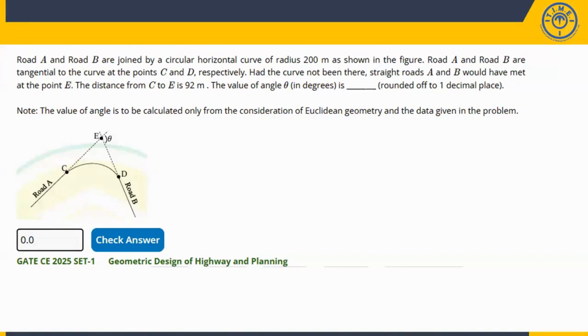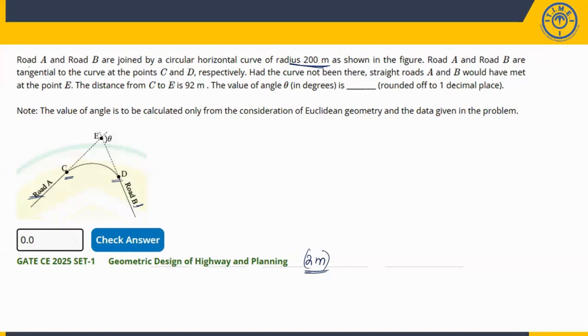This is another question from GATE 2025 set 1, 2 marks. This is more of a question from geomatics engineering, and you can also relate it to highway engineering. What is given? Road A and road B are joined by a circular horizontal curve of radius 200 meter as shown in the figure. Road A and road B are tangential to the curve at the points C and D.